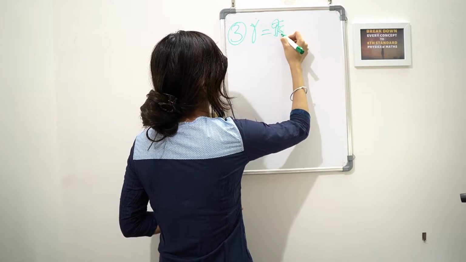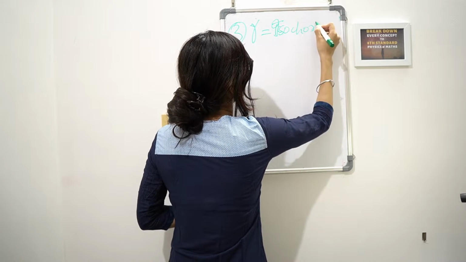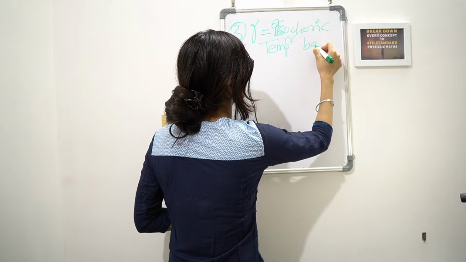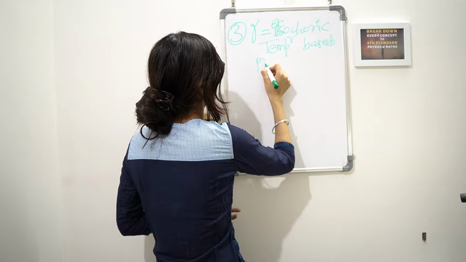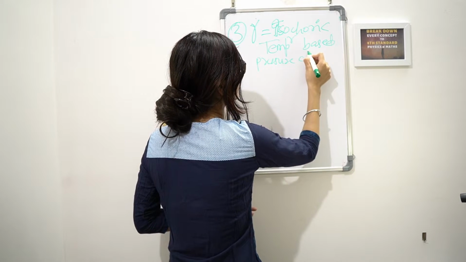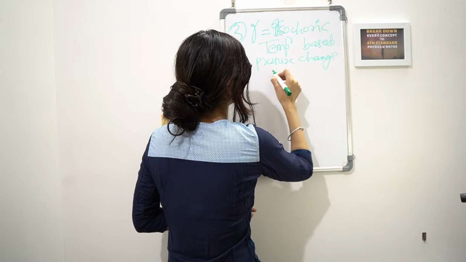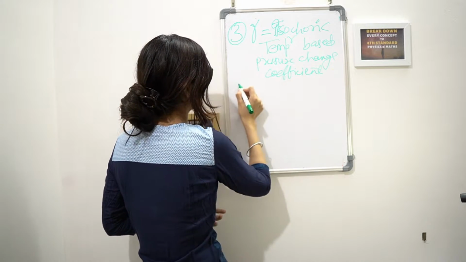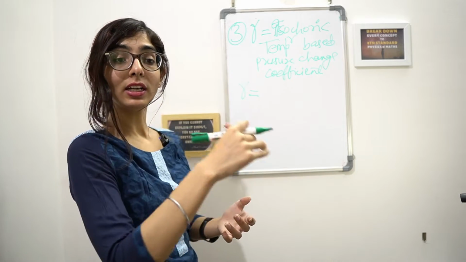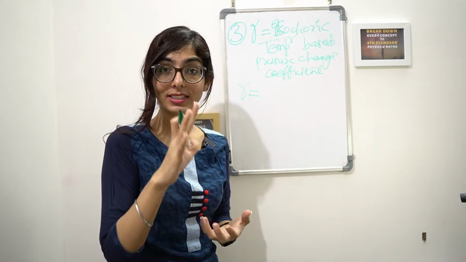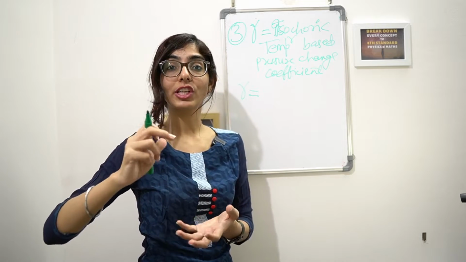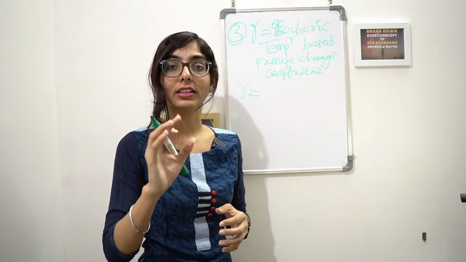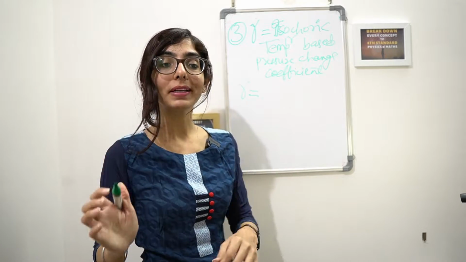Like first of all we'll write isochoric temperature based pressure change coefficient. So gamma would be what? Here what is happening, we'll be applying temperature to our system and we'll see the relative change in pressure. We'll apply the temperature and we'll see the relative change in pressure keeping the volume constant.